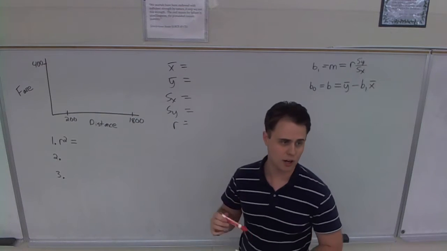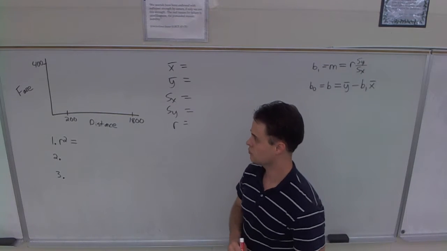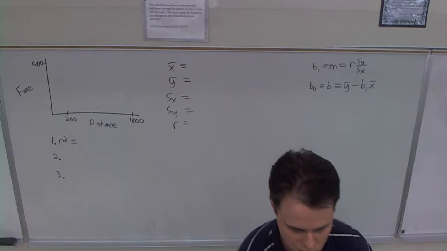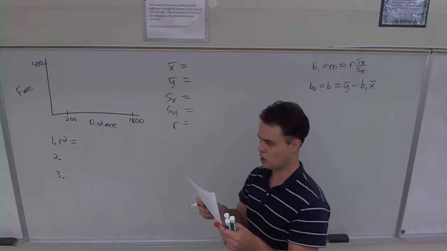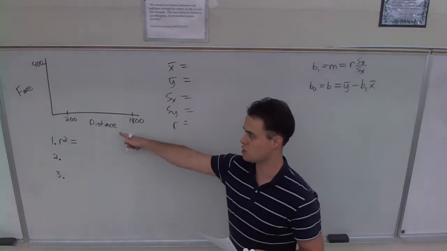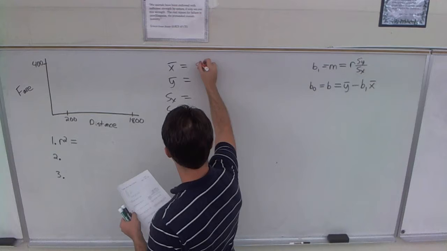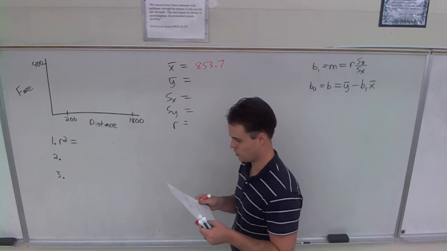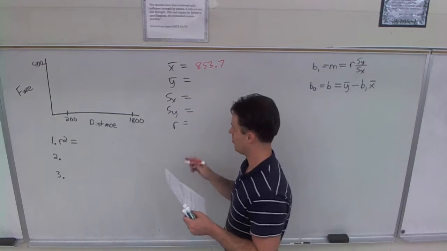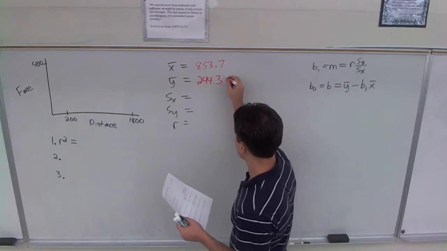What is x bar? You guys agree with Kinsey? She says 853. Mean of the distance. Distance is x, right? She is correct. 853.7. Y bar is what? 244.33. You got it, Tyler.